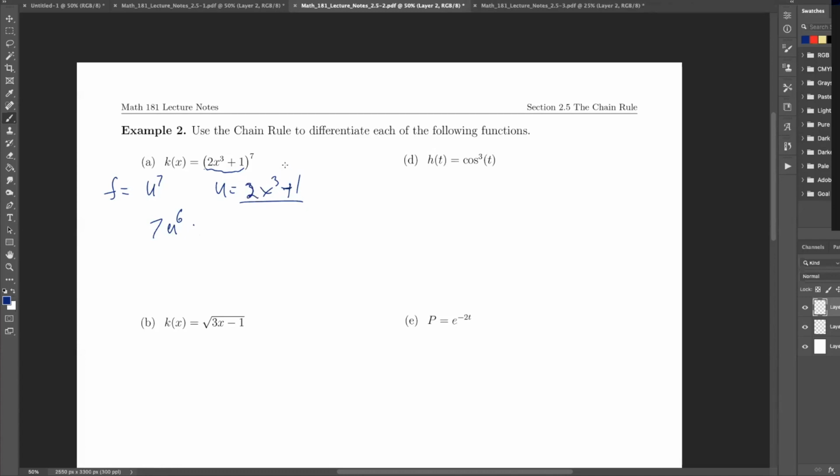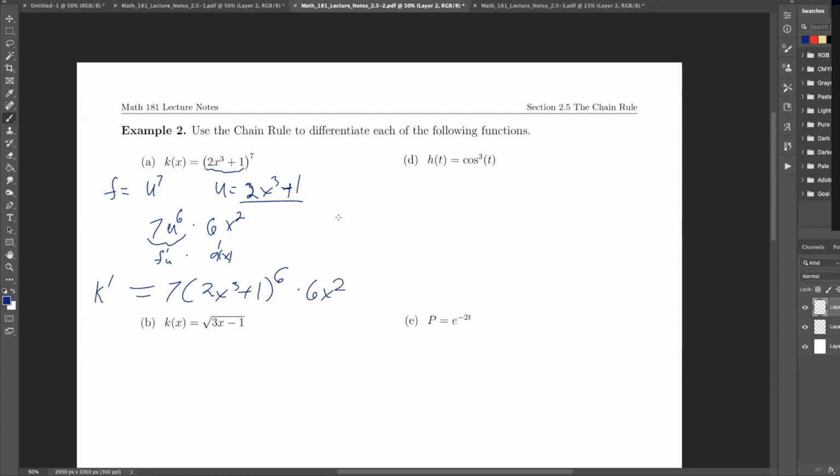And so the derivative of this, oops, that's a 2, sorry, that 2, will be 6x squared, right? Because I bring down the 3, and this just becomes 0. So this is f prime of u, and then g prime of x. And then you multiply the 2 together. And so here, k prime, which is what we have here, is equal to 7 times (2x cubed plus 1) to the 6th power times 6x squared.